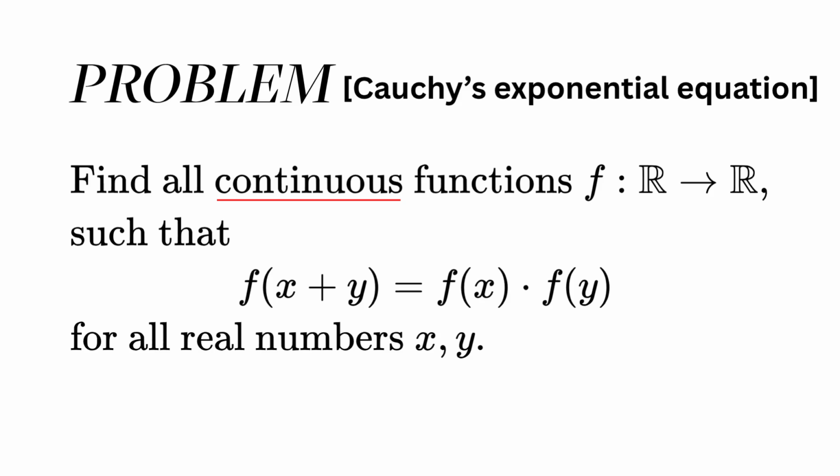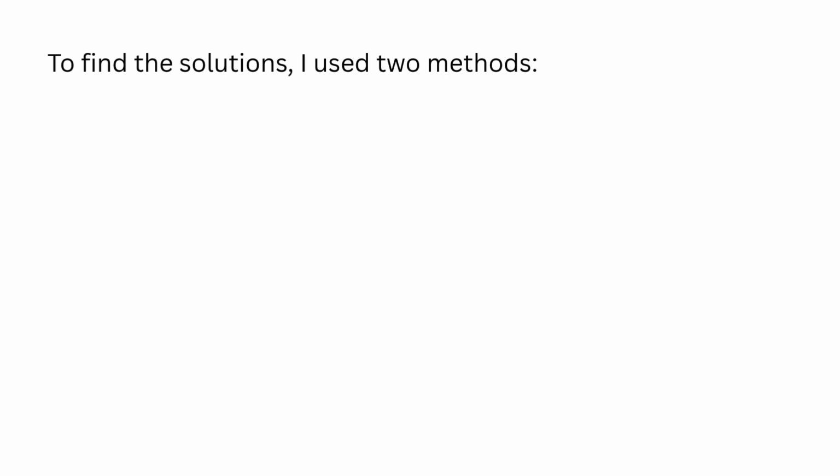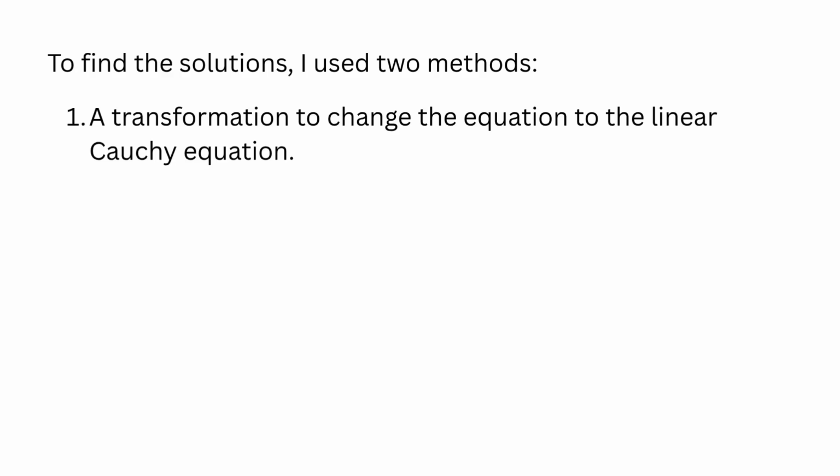In a previous video, I solved Cauchy's exponential functional equation and found all continuous functions which satisfy it. The continuous functions that solve the equation are the exponential functions b to the x, with b an arbitrary positive constant. To find the solutions, I used two methods. The first method used a transformation of the function f to reduce the equation to the linear Cauchy equation. Knowing the solution for the last equation, the inverse transformation provided the solution for the exponential equation.